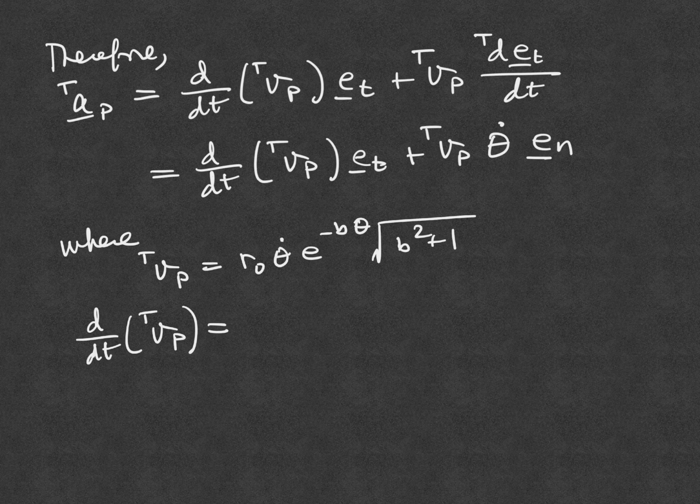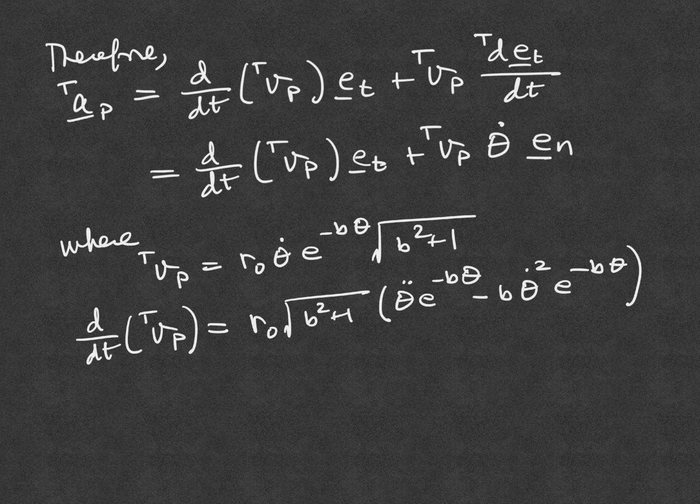r0 and the square root of b squared plus 1 are constants, so the only thing I have to do is differentiate the middle part. So I've got r0 times the square root of b squared plus 1 times theta double dot e to the minus b theta, and then minus b theta dot squared e to the minus b theta. Again, I'm differentiating with respect to time, and that's equal to r0 times, and I can factor out the e to the minus b theta. So I get r0 e to the minus b theta times the square root of b squared plus 1 times theta double dot minus b theta dot squared.